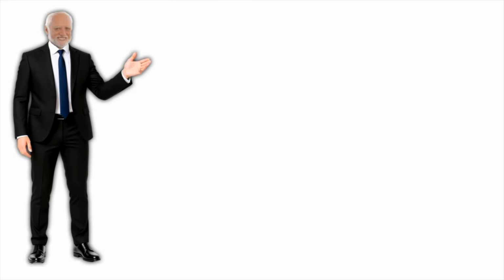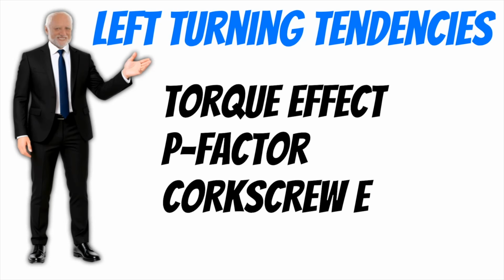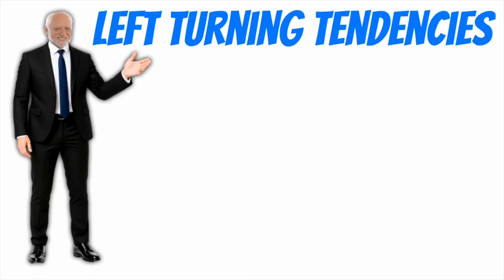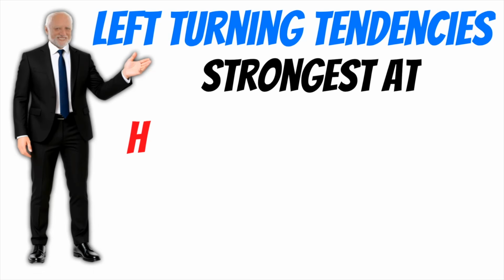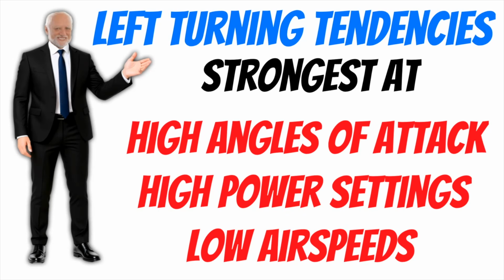So let's do a quick review. The three main left turning tendencies that you need to know about are torque effect, P-factor, and the corkscrew effect. And if you're flying a tail dragger, gyroscopic precession can also cause left turning tendency as well. But in most airplanes, it actually helps us to counteract those other left turning tendencies. In addition to this, you'll also need to remember that these left turning tendencies are typically the strongest at high angles of attack, high power settings, and low airspeed. And this is why they're going to be most noticeable on takeoff.